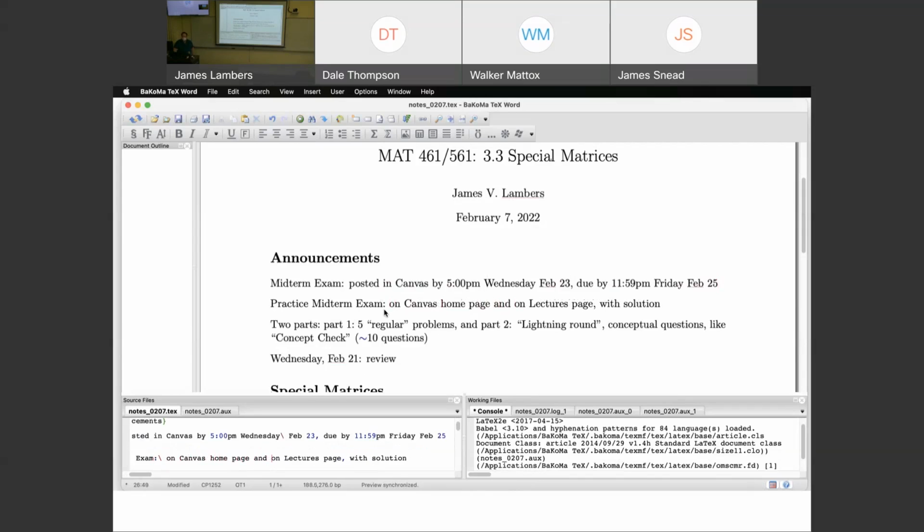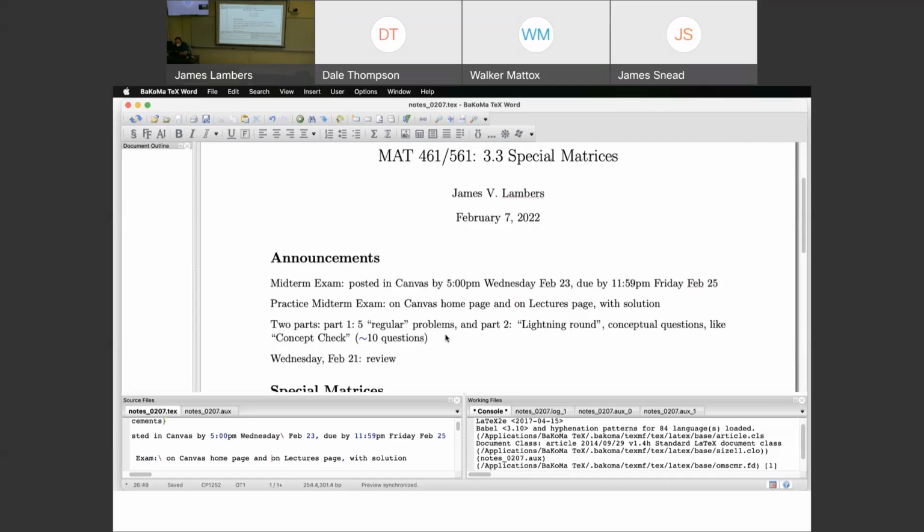So I've already posted a practice test on the main page for the course site in Canvas and also on my external site on the lectures page, as well as a solution. So the way this breaks down, there'll be 5 regular problems. You remember the format from last semester in 460, so I'm following that. Half the test comes from the regular problems, and then there'll be a lightning round question, although given the duration of the test, it won't really feel like a lightning round because you're not having to answer that quickly.